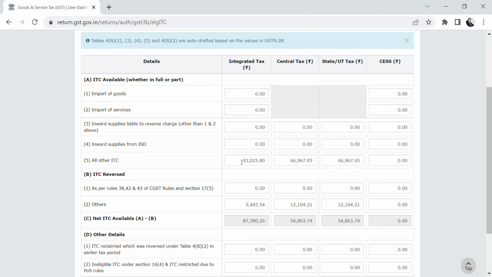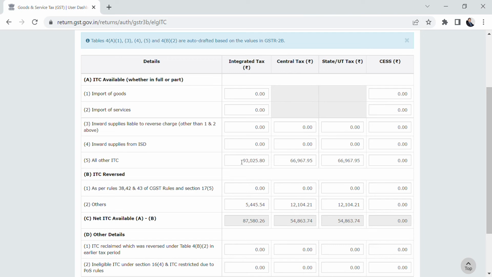So what you have to do, take your 2B, find out items which are disallowed under section 17 subsection 5, not allowed as per rule 42, 43 and rule 38, and deduct those amounts from this table 4B1.